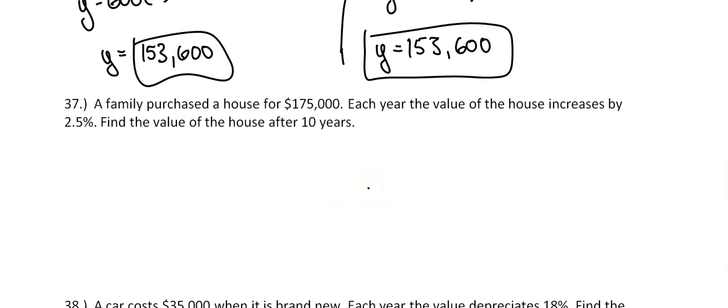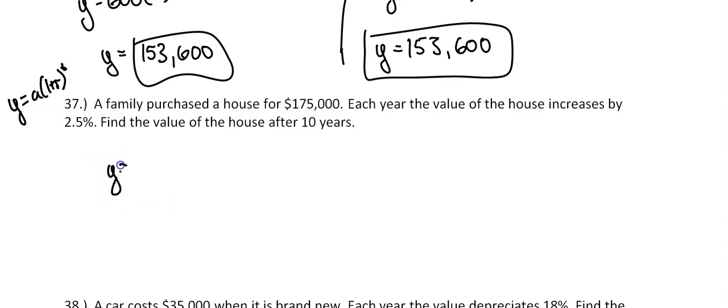Something like this guy, a family purchases a house for 175,000. Each year the value of the house increases by 2.5%. Find the value of the house after 10 years. Well, this is being described as a percent increase, which the giveaway there is that y equals a times 1 plus r raised to the t. Okay? And again, you don't have to memorize that formula. I'll give you that on the test.